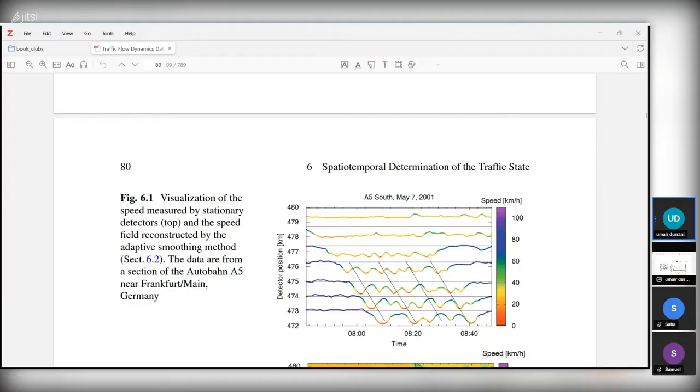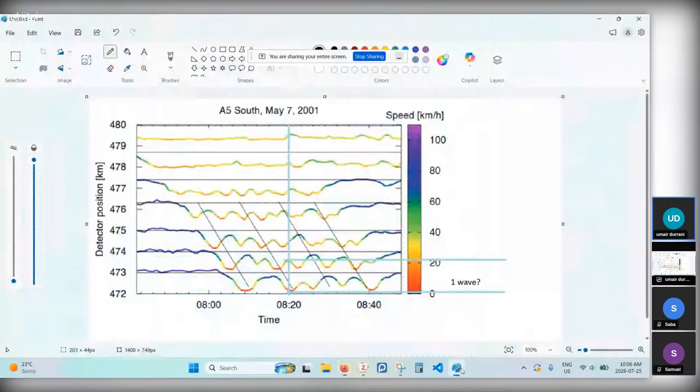Let me switch my screen so that I can show you a version of the figure which is zoomed in. So this is that same figure, and let me know if you don't see it. This is the same figure which is zoomed in, and I'm highlighting here one stop and go wave. So we are looking at the time point of 8:20, and at this point we see that the speed color here is red, so it's almost stopped.